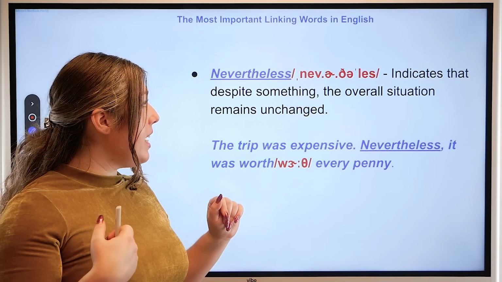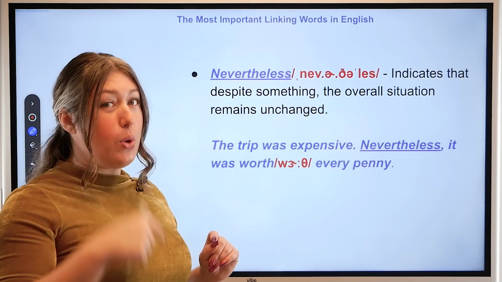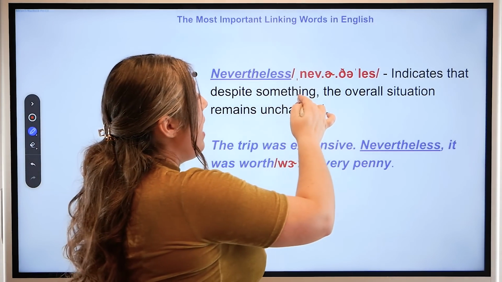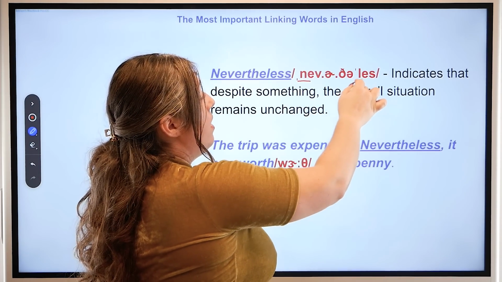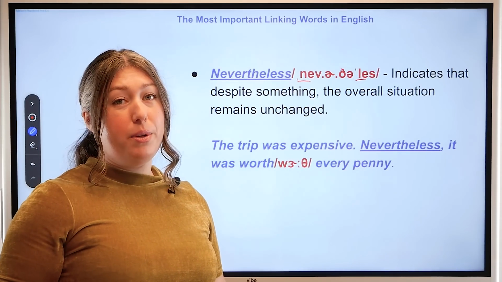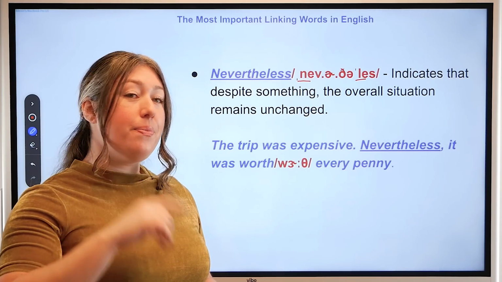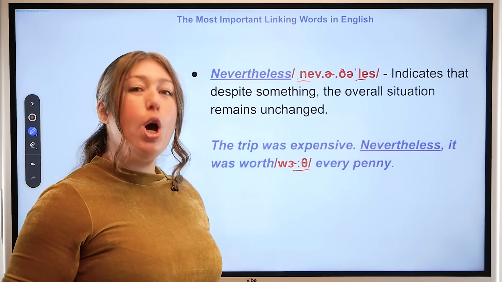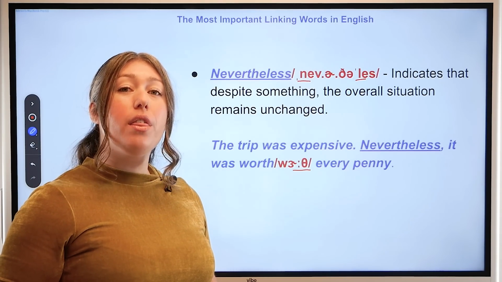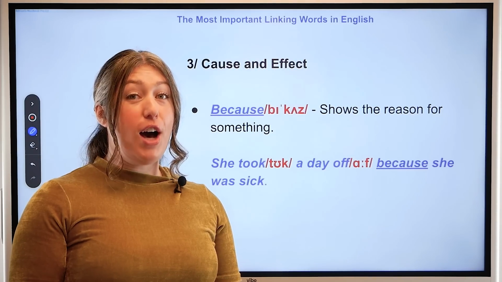And let's look at pronunciation. Nevertheless, again, has the TH sound, so make sure your tongue's going between your teeth. And we have a secondary stress on the first syllable and a primary stress on the last syllable. Nevertheless, nevertheless. And here we have worth, again with the TH sound, worth, worth. Once again, worth. We also have linking words of cause and effect.